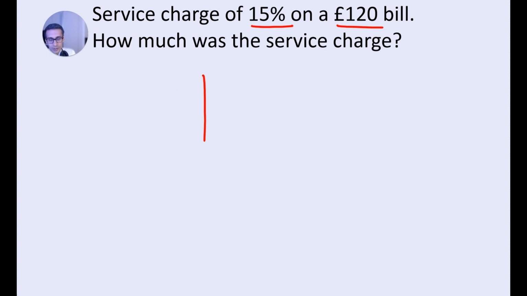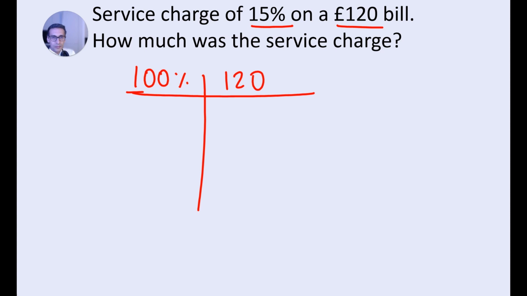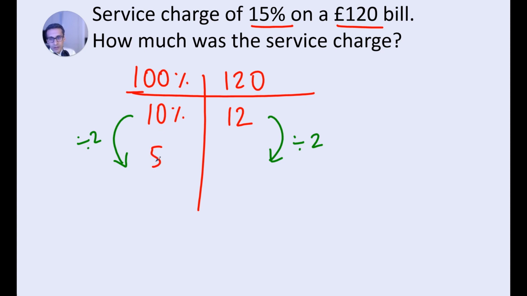So let's use the table method for this example. You may use the other way method as well. So we know that 100% is 120. We know that 10% is 12. And actually from here, to work out 5%, we're just going to divide by 2. So divide by 2, so that's 5% is 6.